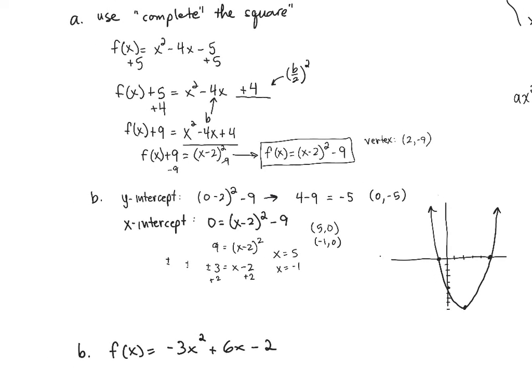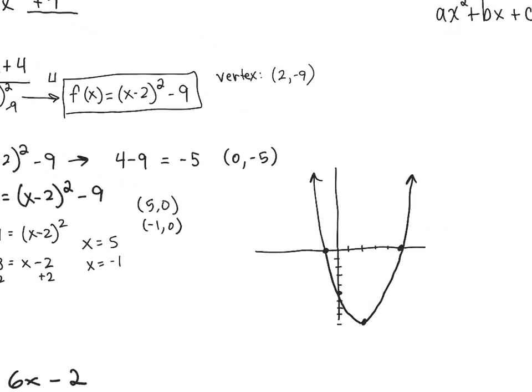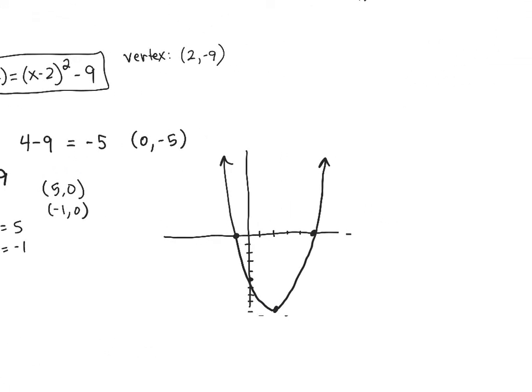And finally, domain and range. The domain of any quadratic function is all real numbers. The range of a quadratic function has to do with the vertex. So the vertex is down here when y equals negative 9. So the range is from negative 9 to infinity.